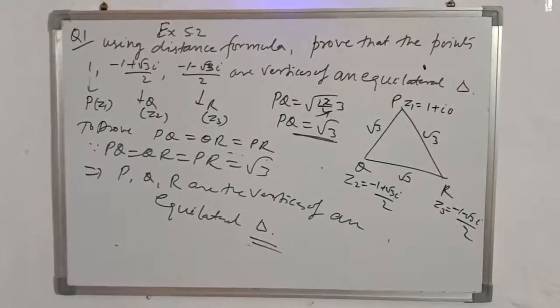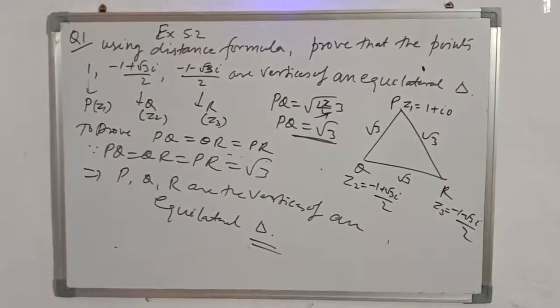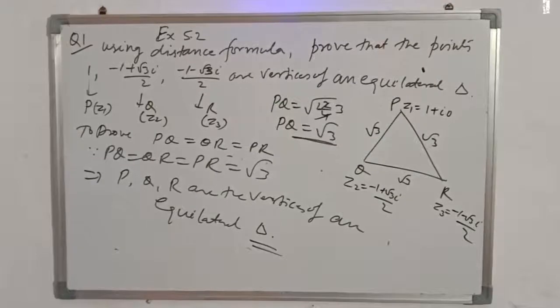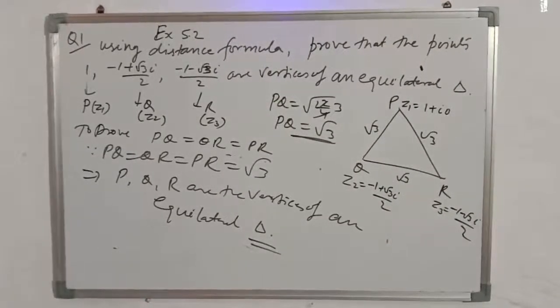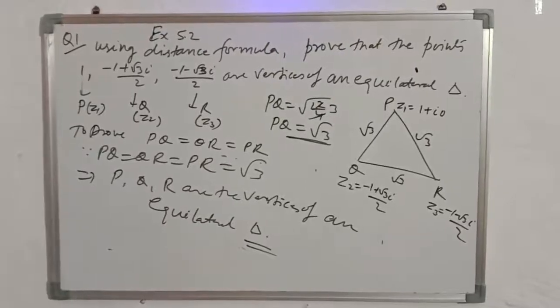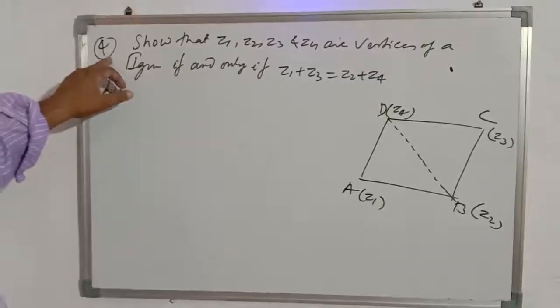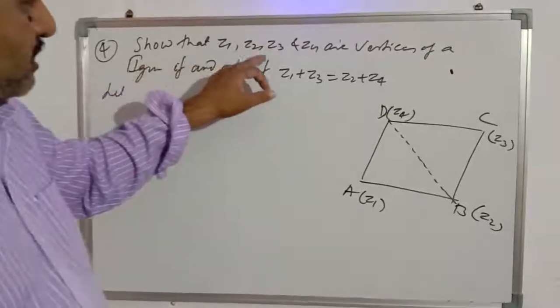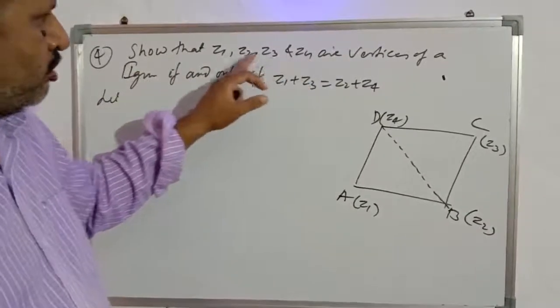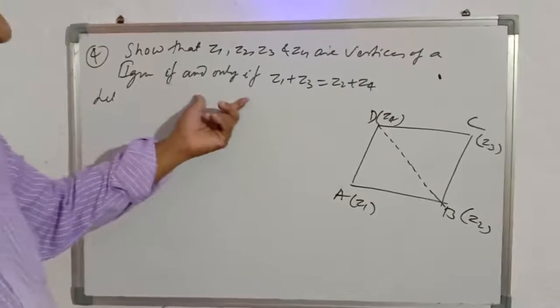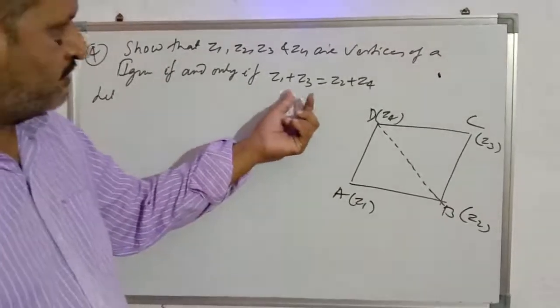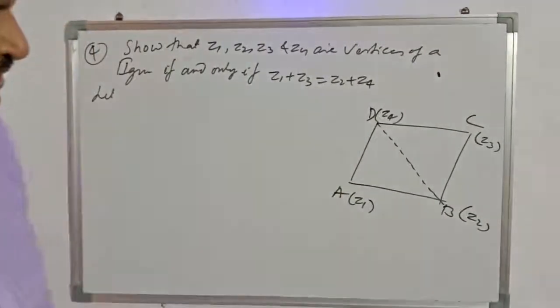Now we will take the last question, question number 4. Only 4 questions are there. Second and third homework you can do yourself using distance formula. So see question number 4. Show that Z1, Z2, Z3 and Z4, these complex numbers, are the vertices of a parallelogram if and only if this condition holds: Z1 plus Z3 is equal to Z2 plus Z4.